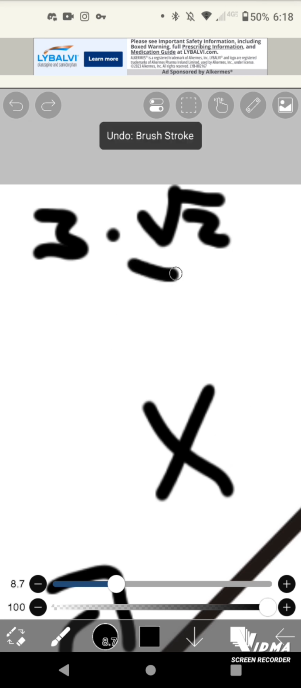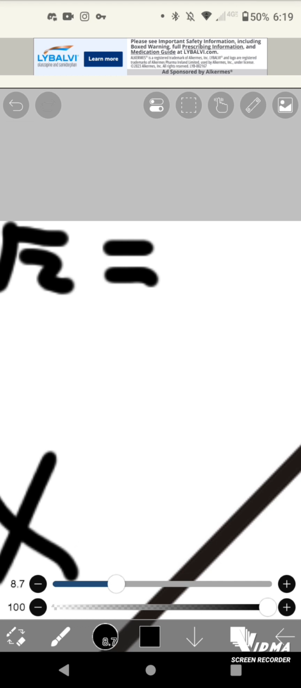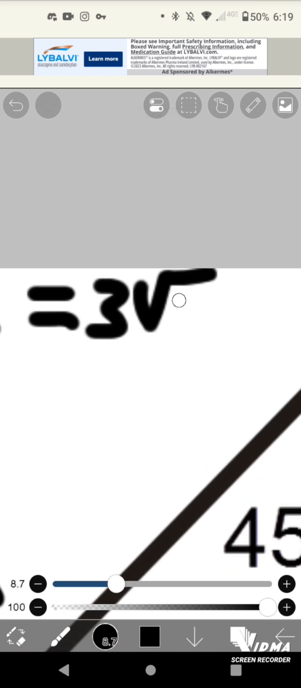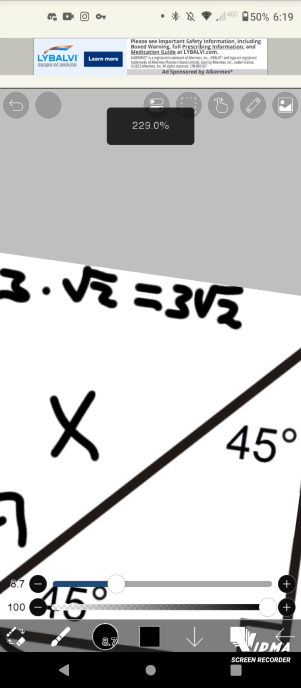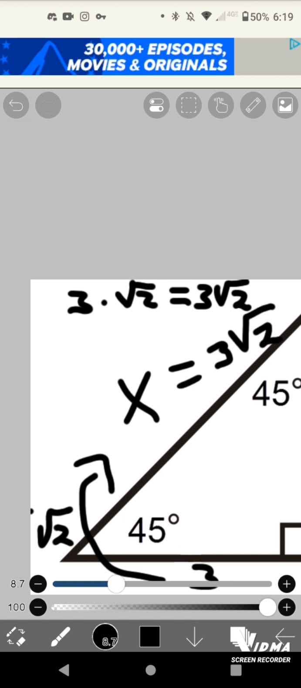The square root right here acts as our x or our y. It changes the value of the number, and we can't multiply it directly because we don't want to get a repeating decimal. So what we do is we just write 3 root 2, and we leave it as that. So x is equal to 3 root 2.